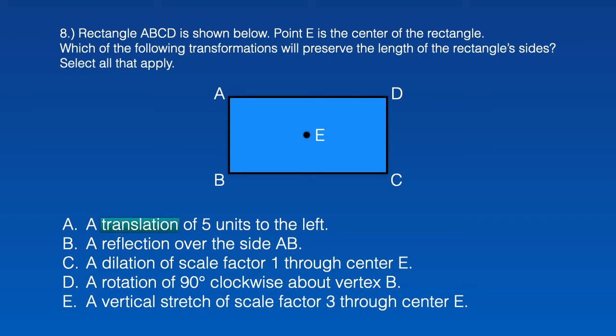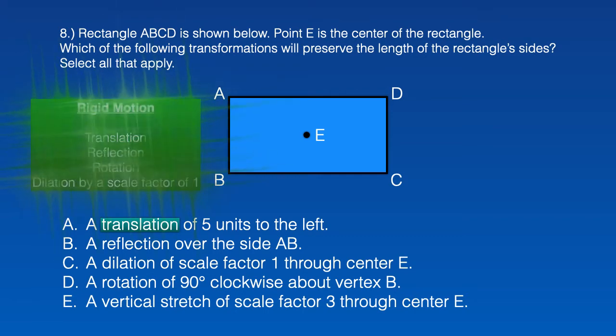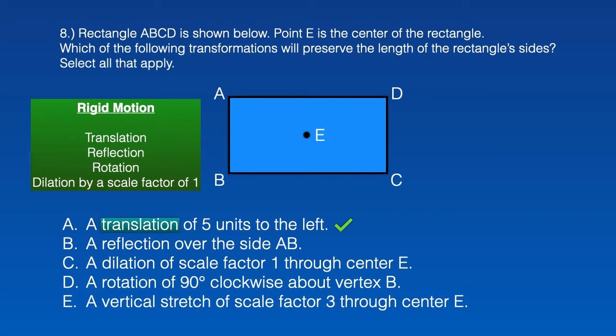So in letter A, it says a translation of 5 units to the left. We know that a translation is a rigid motion. When you translate a shape, it stays the same size. So that means that answer choice A is correct because it's going to preserve the length of the rectangle's sides. Answer choice B, a reflection over the side AB. A reflection is also a rigid motion, so it's going to preserve the length of the rectangle's sides.